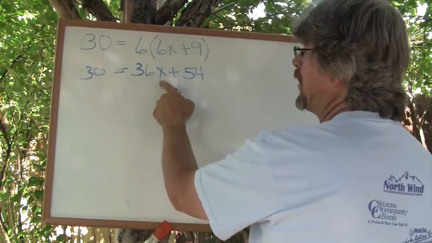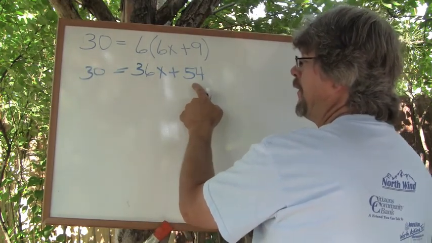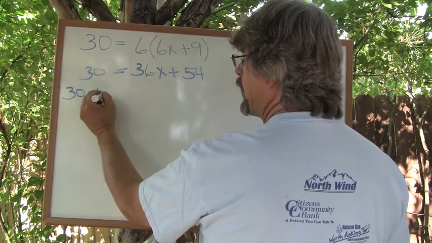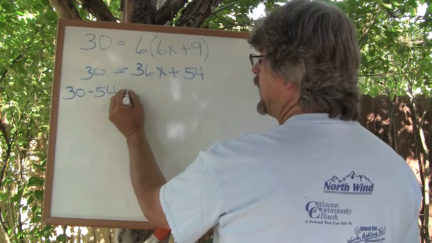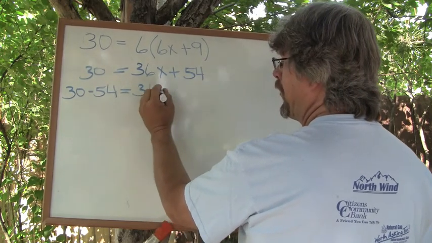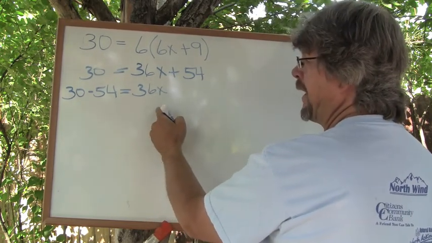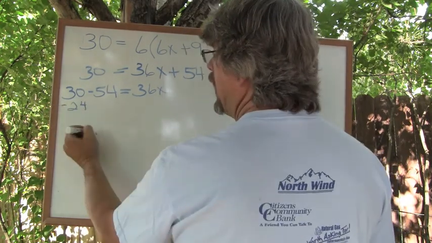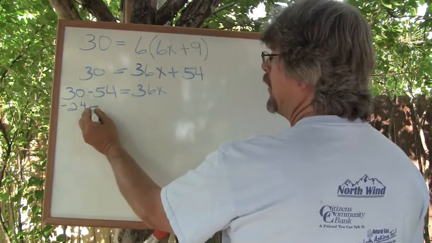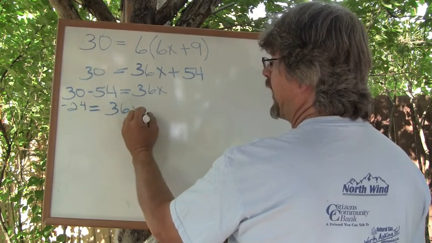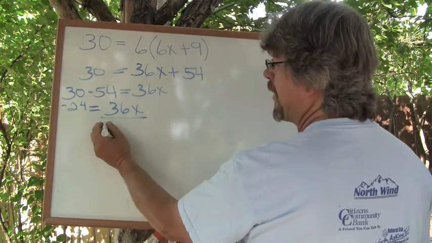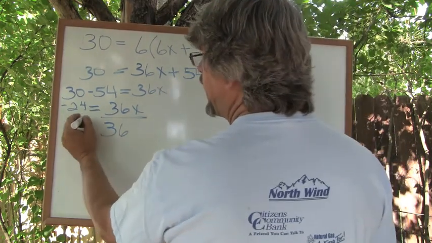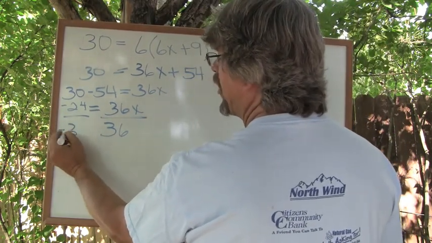We want the x alone, so we have to subtract this number over here. So this is going to be 30 minus 54 equals 36x. 30 minus 54 is what? Negative 24 equals 36x. We're going to divide by 36 because we want to isolate the x. We divide here, so we divide there.